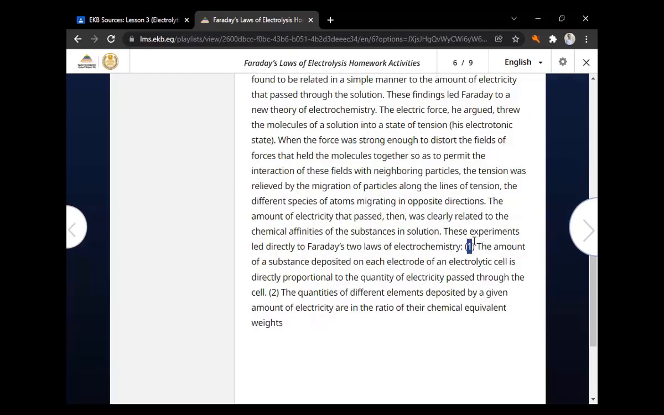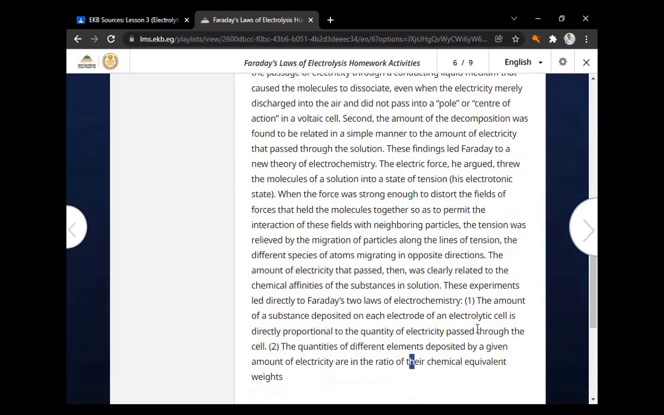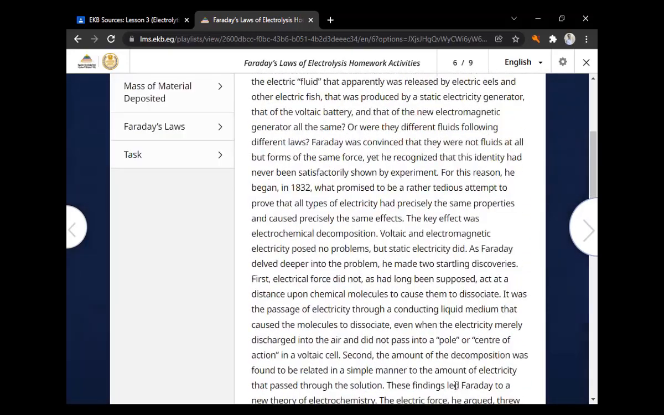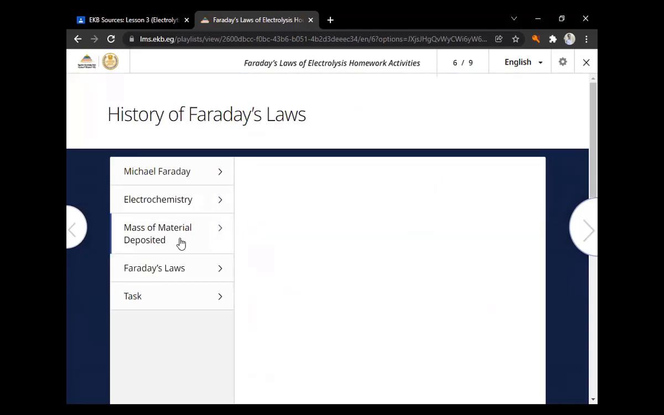First law: the amount of a substance deposited at each electrode is directly proportional to the quantity of electricity. That's the first law. And at the same time, it is proportional to the chemical equivalent, and that's the second law.